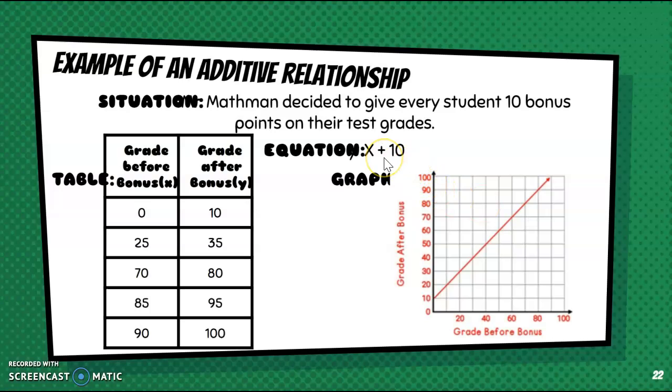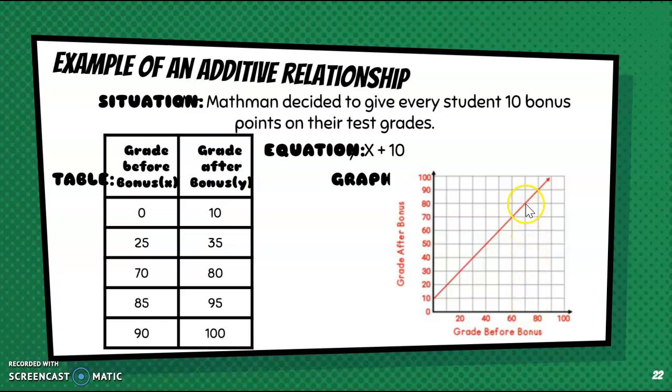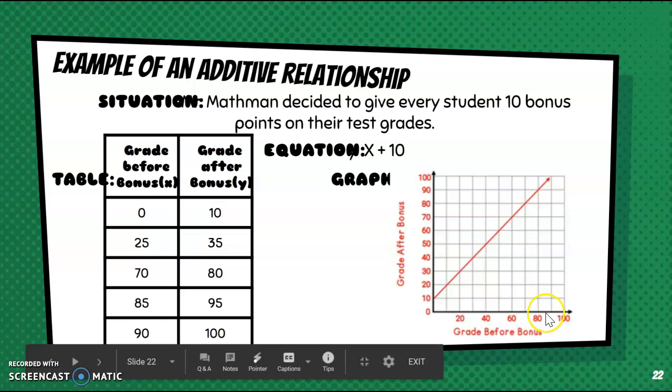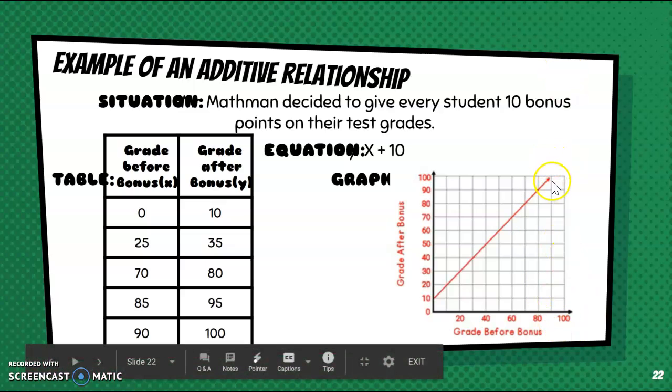Now, if we looked at this in a table, 0 points, like we said, or I'm sorry, a grade before the bonus, a 0, would end up being a 10. We could look at, if we come right here, 25 would end up right here at a 35. A 70 would end up at an 80. An 85 would end up with a 95. And then a 90 would end up with 100.